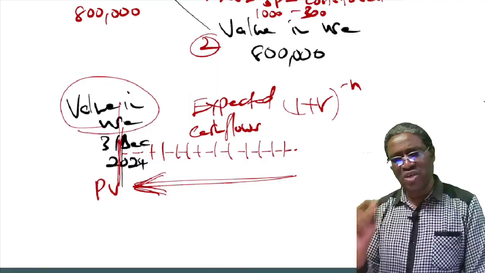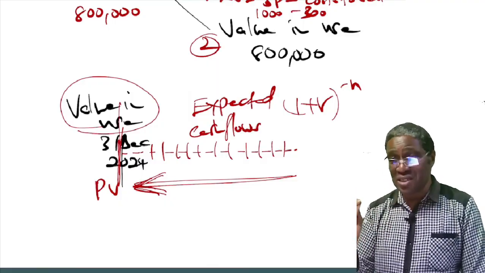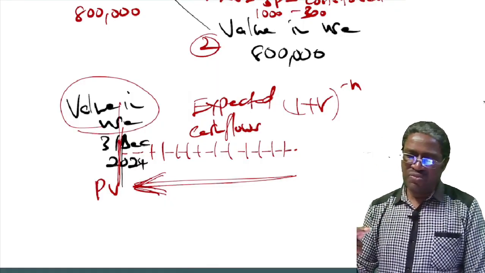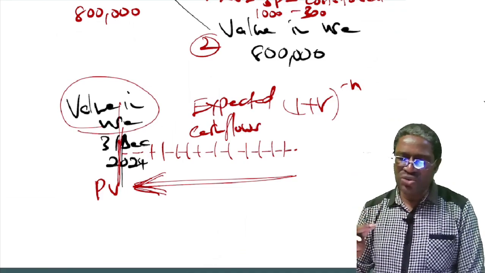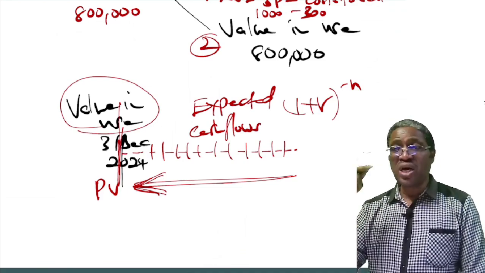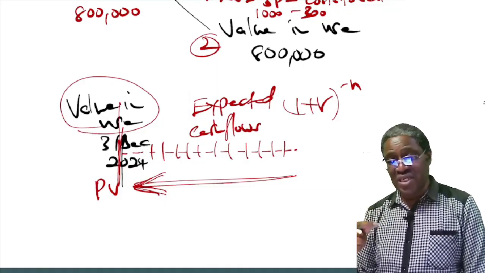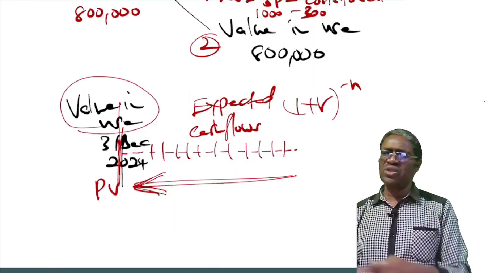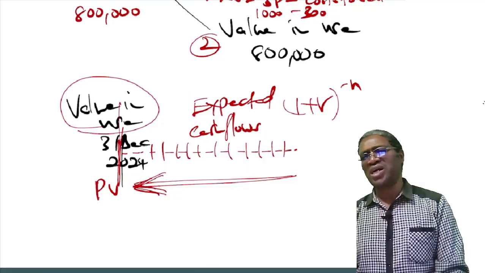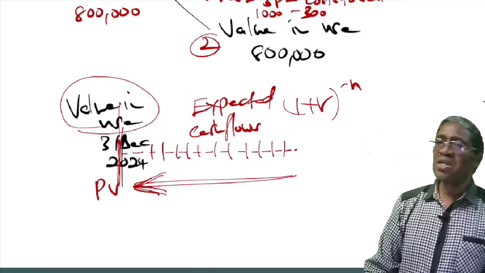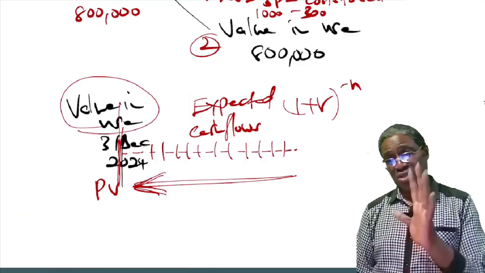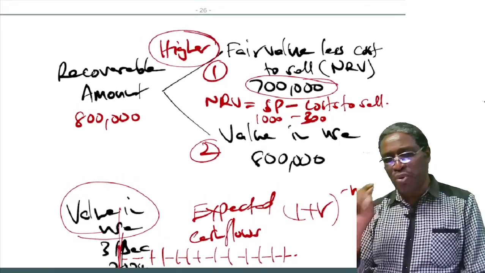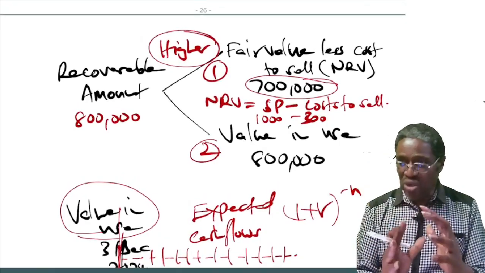So what is value in use? Value in use is the present value of the estimated future cash flows that will be generated from the continuous use of an asset. Once you get those future cash flows, get the present values, whatever you get as the present value of those future cash flows, that is what becomes the value in use. So I've explained to you how to determine this key important amount, recoverable amount.